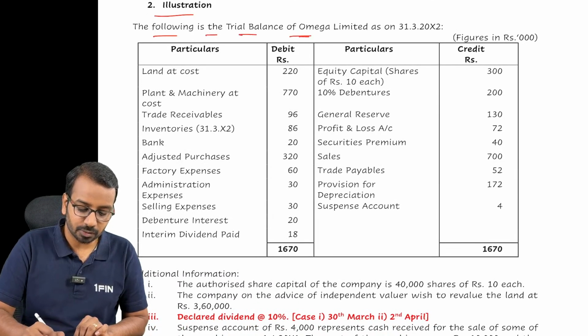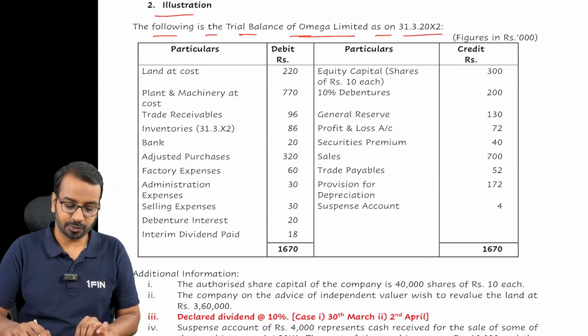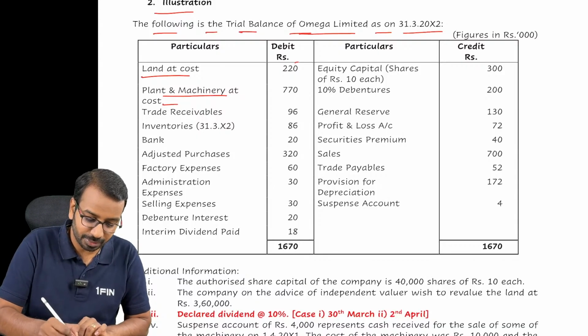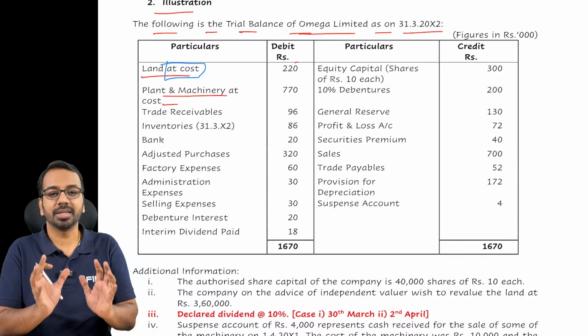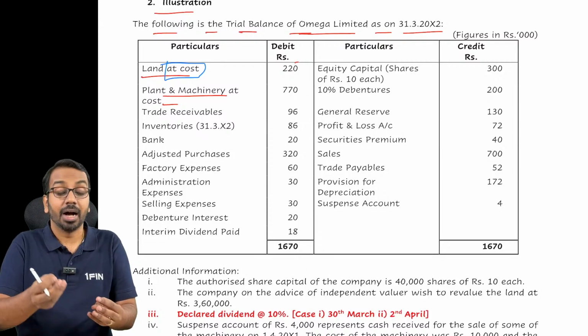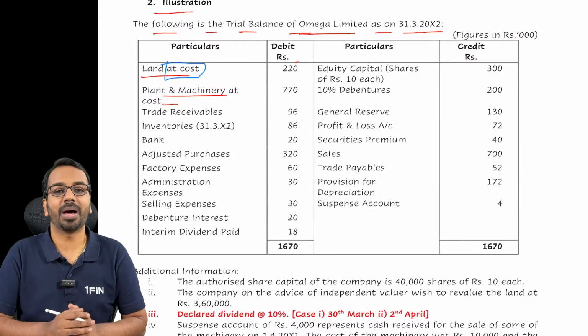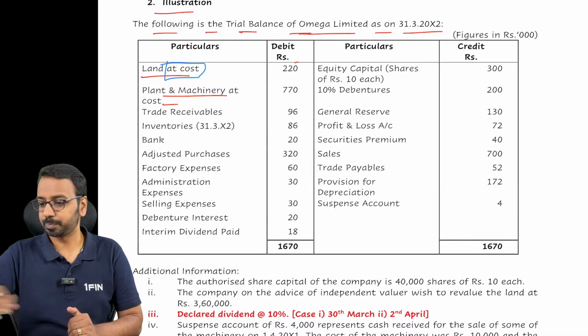Following is the trial balance of Omega Limited as on 31st March of year 2. Land at cost 220, plant and machinery at cost. See, they have clearly mentioned at cost, means this is the gross value. We will need to add the accumulated depreciation when we compute the balance sheet numbers.